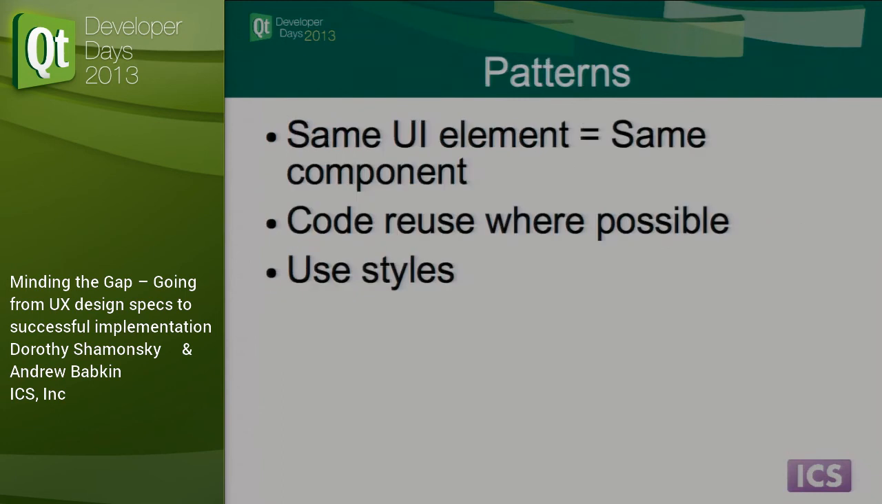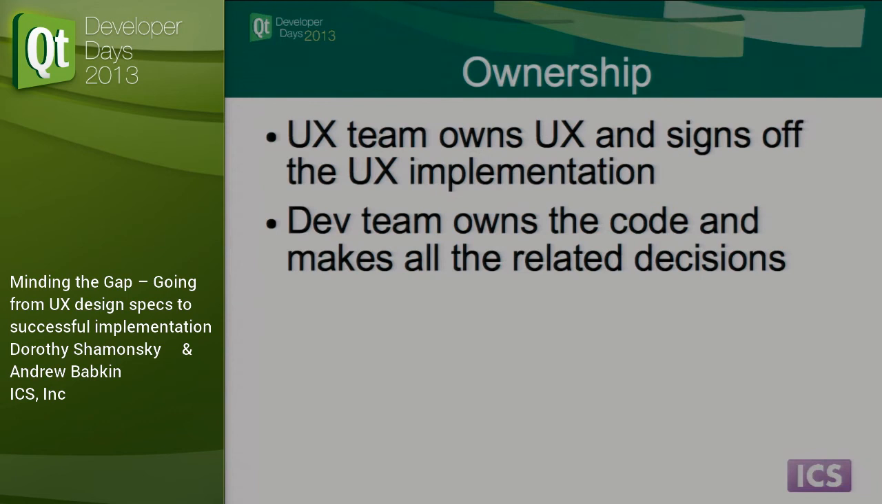Patterns, well, basically every UI element you see in the mockup should be the same component over and over again. You should be lazy. You don't rewrite the code, share it, and make reusable code where it's possible. And of course, use styles for that. And ownership, as we just talked about, the UX team owns the UX and signs off on the UX implementation on every part of it. And the development team owns the code and makes all the related decisions.